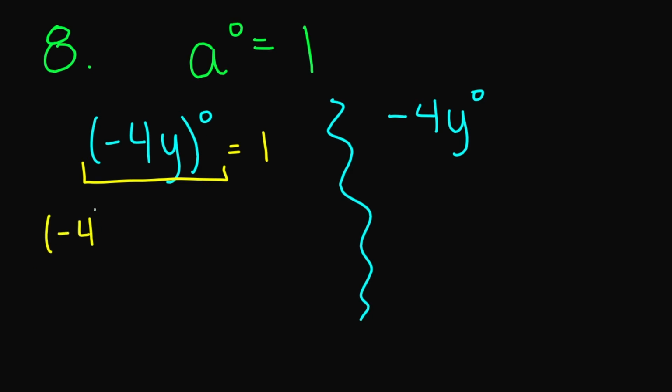(-4) to the 0 power times y to the 0 power. (-4) to the 0 power is going to give me 1, times y to the 0 power, which is still going to give me 1. So 1 times 1 is 1.